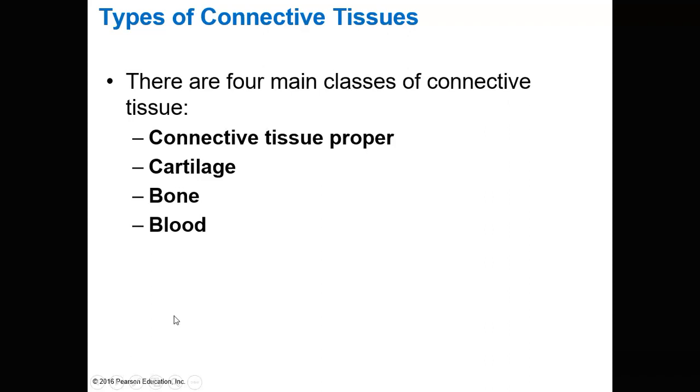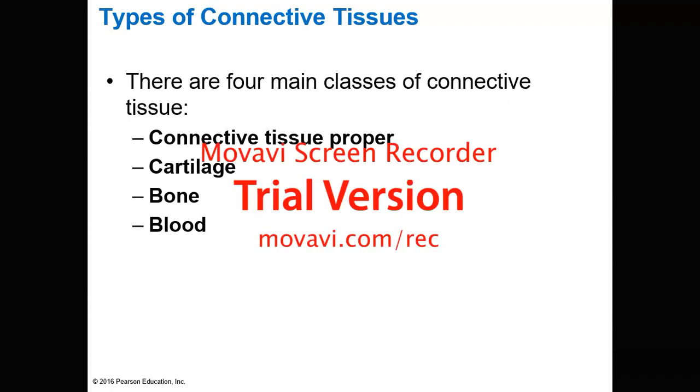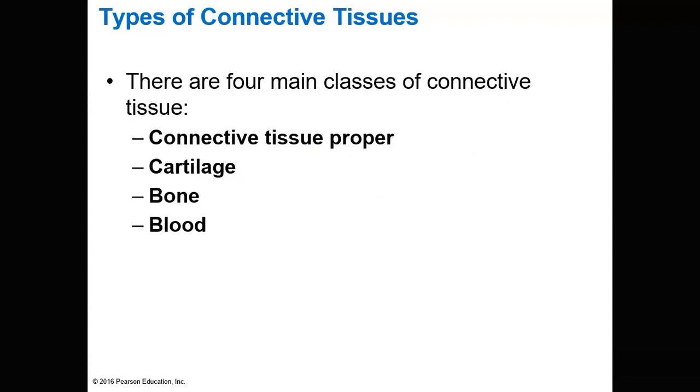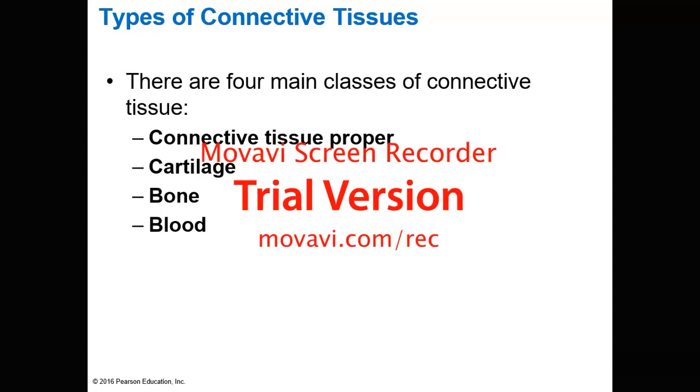All right, so again, four main classes of connective tissue. Connective tissue proper, that image we just looked at was an example of the loose connective tissue proper, areolar. And remember, areolar connective tissue is responsible for the edema, soaking up the excessive interstitial fluid in between our tissues. And that causes edema, causes swelling. Then you have cartilage, bone, and blood.